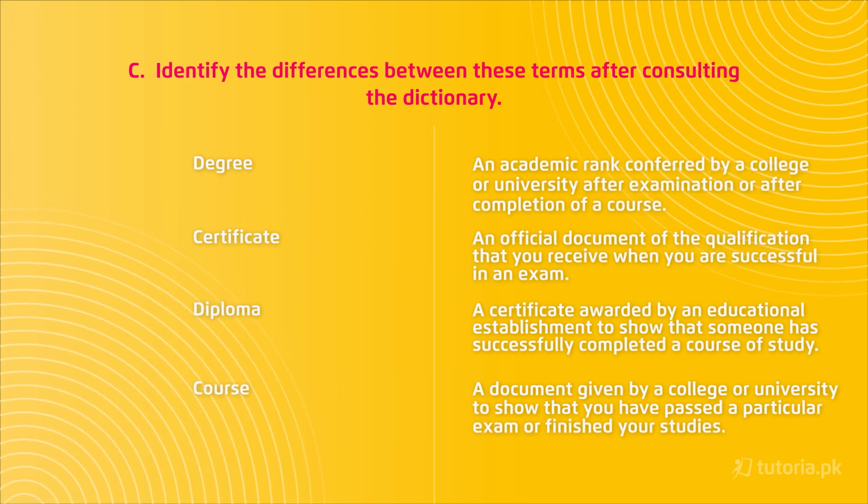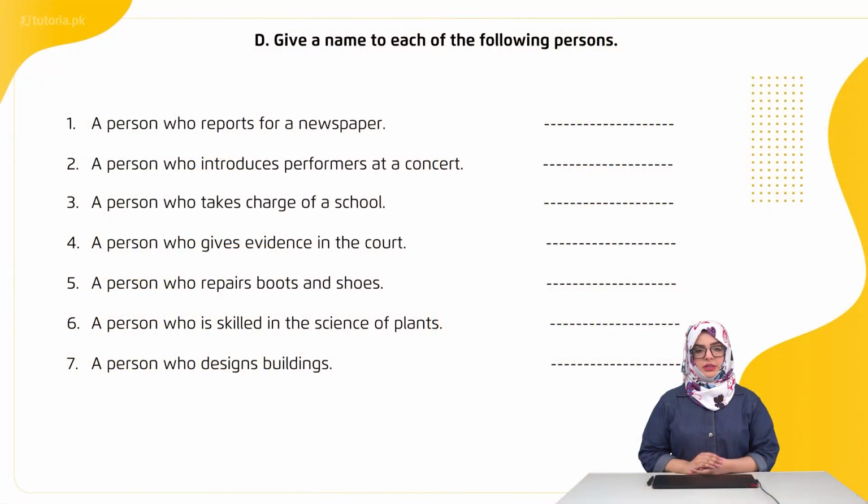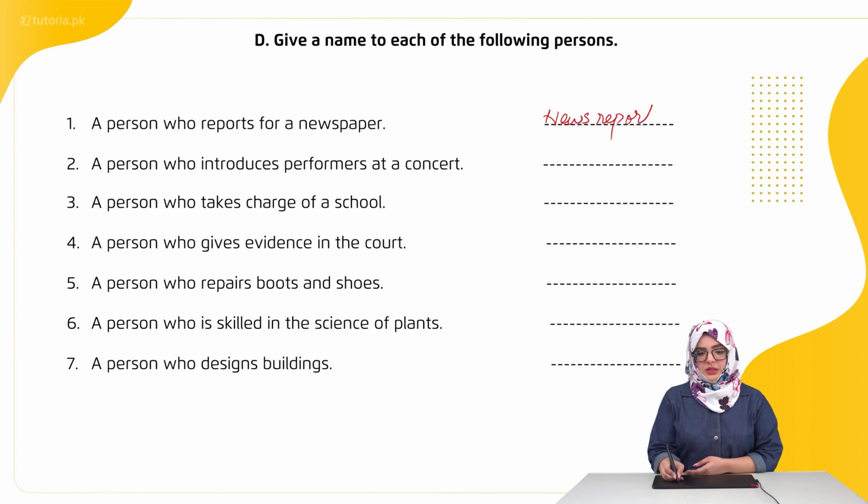studies. Let's move on to the last question of vocabulary section जो कि है give a name to each of the following persons. तो इसमें हमें professions की details बताई गई हैं और हमें exact profession का नाम लिखना है. So first is a person who reports for a newspaper. इसको हम कह सकते हैं news reporter. Second is a person who introduces performers at a concert. इसको हम host कह सकते हैं.